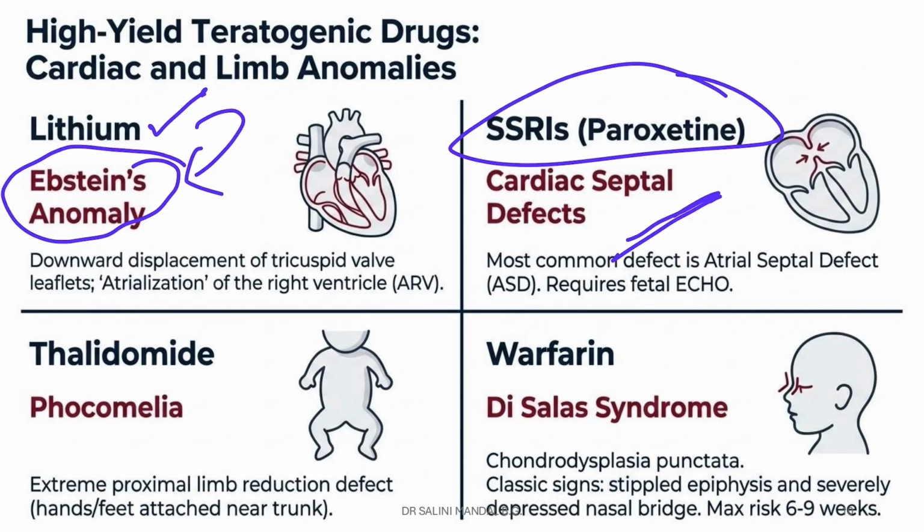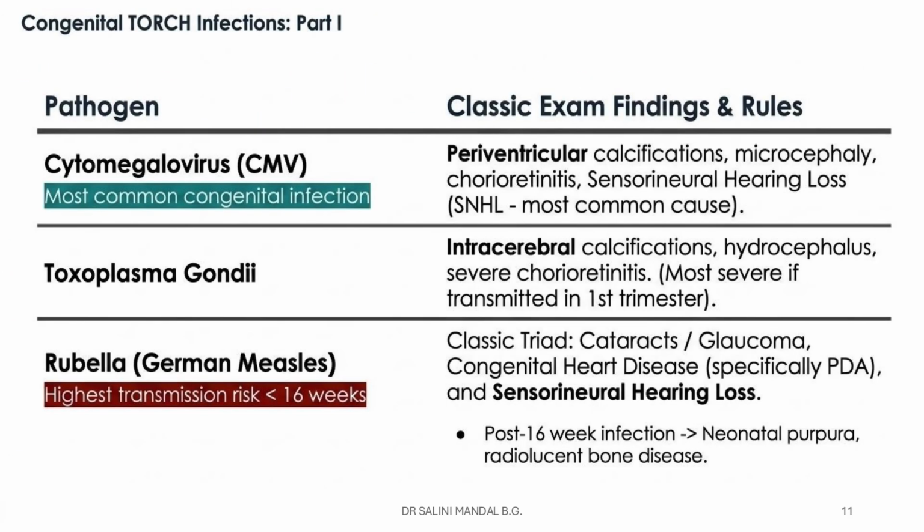Next one is thalidomide. There is going to be phocomelia, an extreme proximal limb reduction defect, where the hands and the feet are attached near the trunk. With warfarin, they are going to have de-Silas syndrome, with chondrodysplasia punctata, stippled epiphysis, and a severely depressed nasal bridge, and the maximum risk is by 6 to 9 weeks. So these are the few: lithium, Ebstein's anomaly; paroxetine, cardiac septal defect; thalidomide, phocomelia; and warfarin, de-Silas syndrome. Now apart from that, imagine we have a TORCH infection, congenital ones, right?